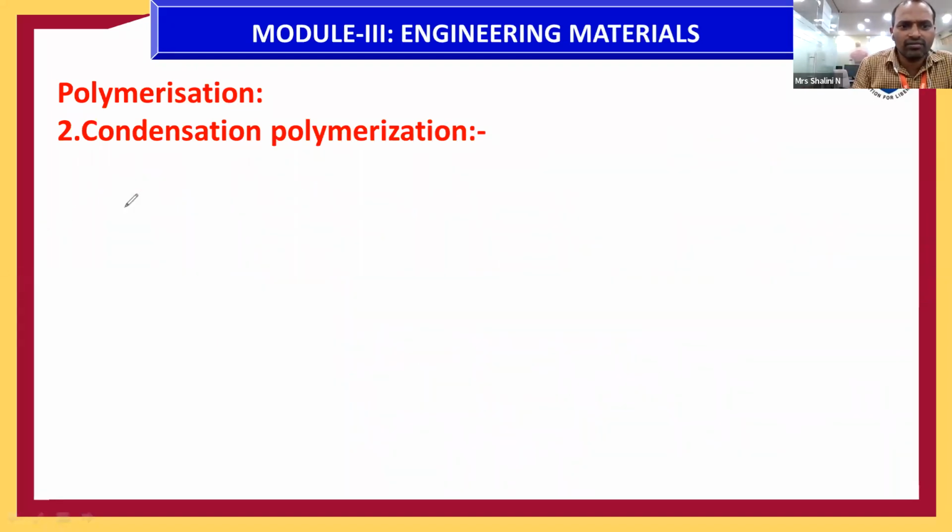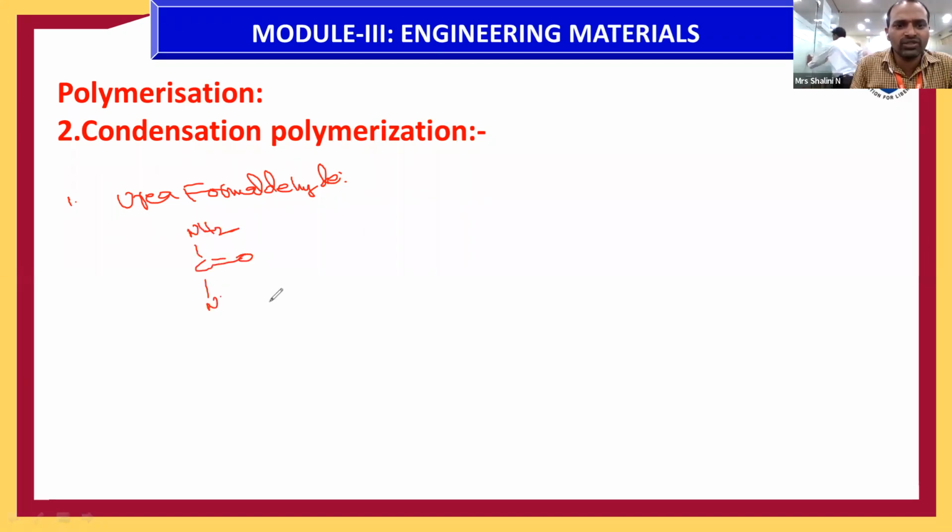Next one is urea formaldehyde. The monomer of urea formaldehyde is urea. What is the structure of urea? NH2, C double bond O, NH2. This urea is the first organic compound in the world. The scientist Wöhler discovered urea. This is the first organic compound. When urea reacts with formaldehyde, HCHO, it forms urea formaldehyde.